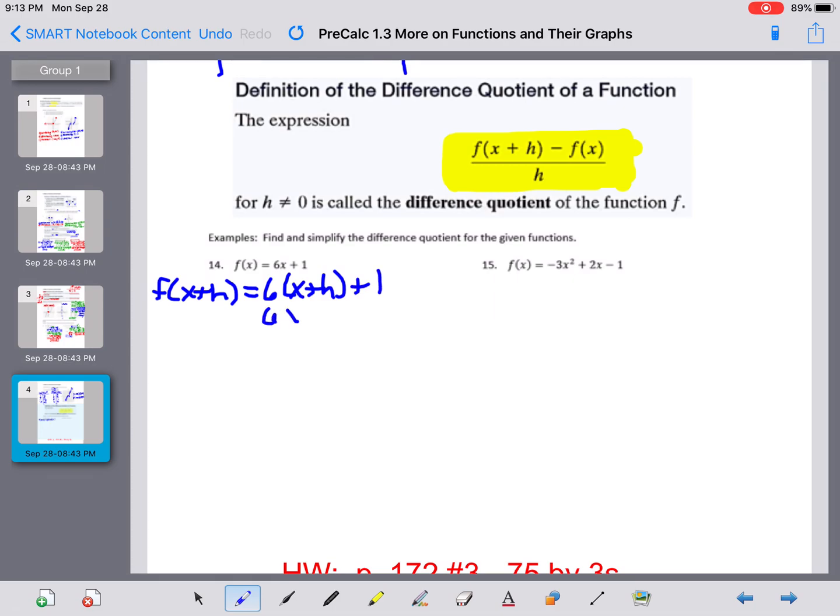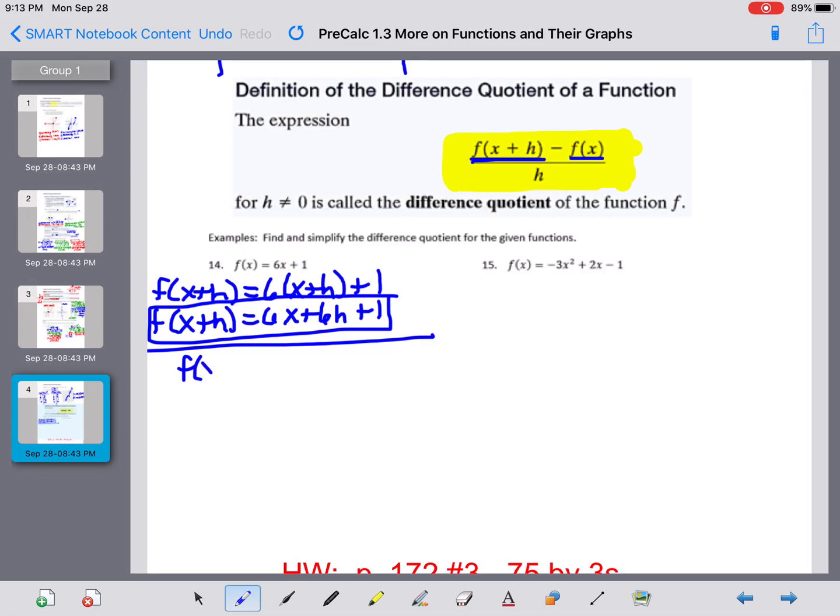So I get 6x plus 6h plus 1. There's my f of x plus h, okay? Now, if you think about it, that's what I can plug into this part right here. I have my f of x because it is what they started me with, and then I have an h. Okay, so now we're ready to do this whole thing of f of x plus h minus f of x all over h.